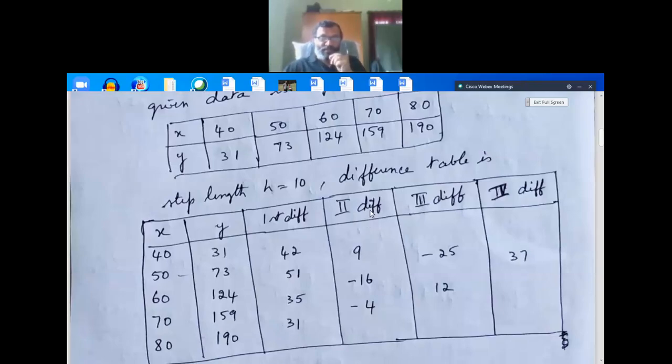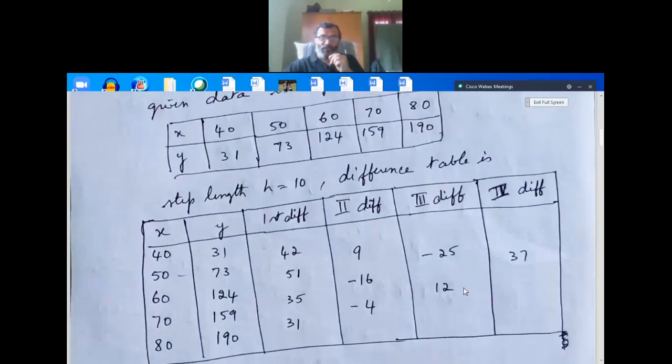The second difference means 51 minus 42, that is 9. 35 minus 51, so you get minus 16. Write it in the middle of these two. 31 minus 35 is minus 4, right in the middle like this. And the third difference: minus 16 minus 9, that is minus 25. Minus 4 minus of minus is plus, so minus 4 plus 16 will be 12.